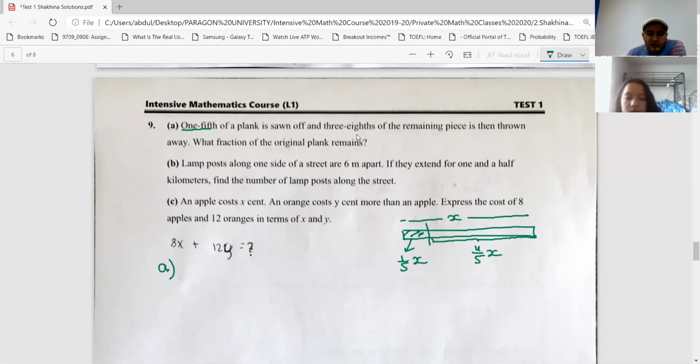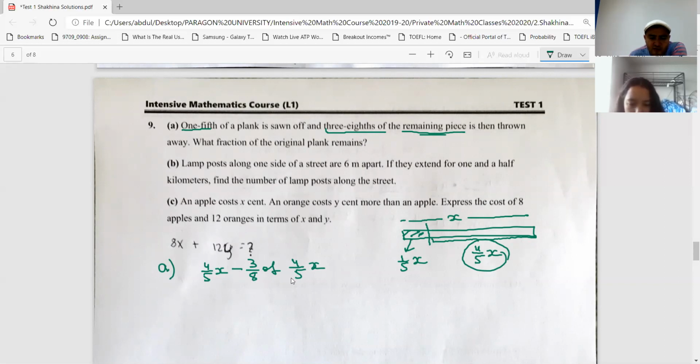And it says that 3/8 of the remaining piece is then thrown away. So that means this much is left, right? What fraction of the original plank remains? So actually, we already sawn off this part. Now we have this much plank left, but still it's saying 3/8 of the remaining. How much remains here? This much. So that's equal to 4/5x. That is the remaining, right? Because we had this much left, and also some part we just throw away, and we need to answer this question. I mean, just simplify this.